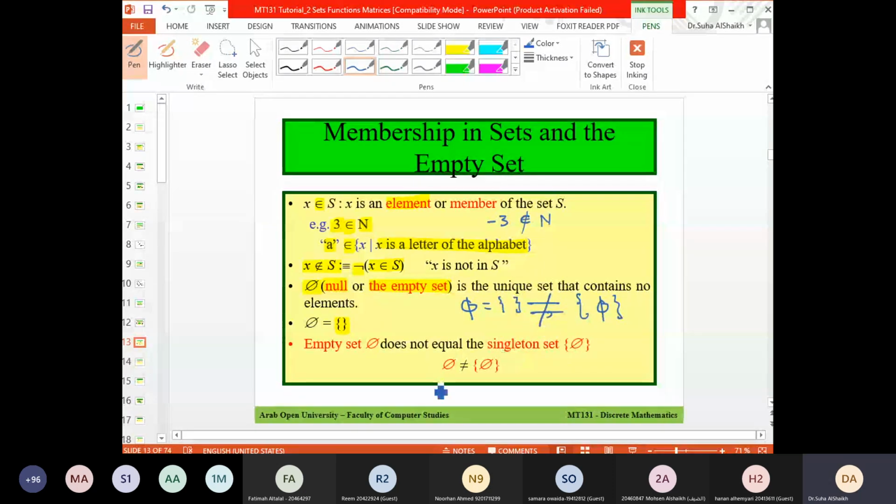If you say phi by itself, or the set with the phi inside it, it's not the same. Because phi has zero elements, and the set with the phi inside it has one element, which is phi itself. So we have to be careful. This is not equal to this. Phi is not equal to the set with the element phi inside it. We call it a singleton set.